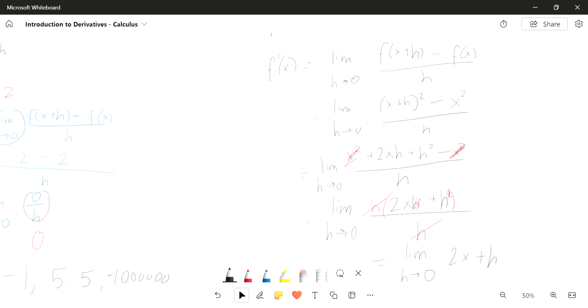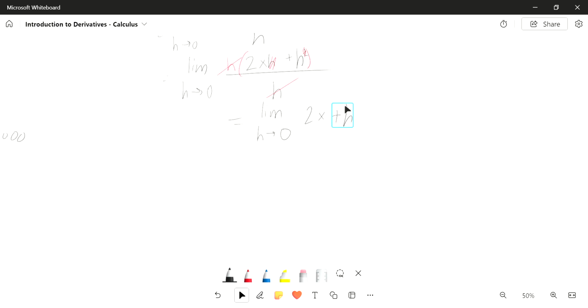And now we should be evaluating our limit. So as h approaches 0, the h in 2x plus h will just be gone, and you will be left with 2x. So the derivative of x squared is equal to 2x.